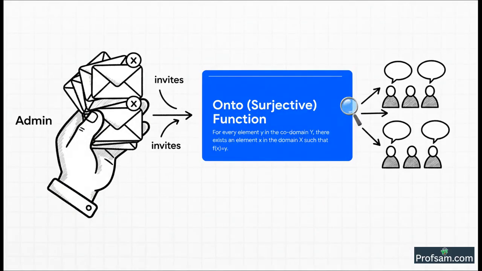And here's the formal definition from the textbook. Again, it sounds a bit heavy, but it's just our WhatsApp rule in math language. It's saying that for every single element y in the final group, that's the codomain Y, there has to be some starting element x that maps to it. Nobody in that final group can be left alone or unmapped.